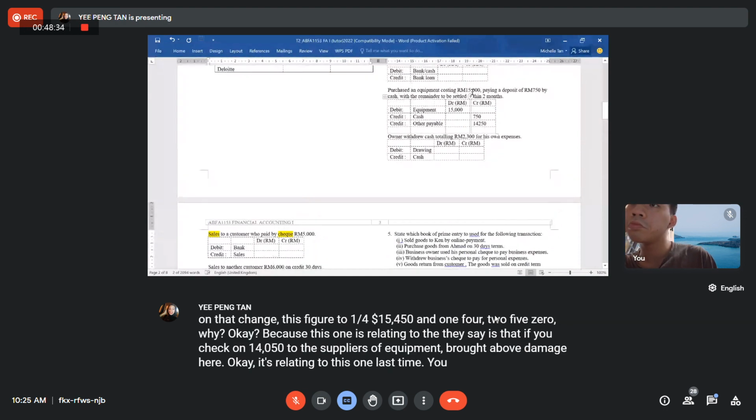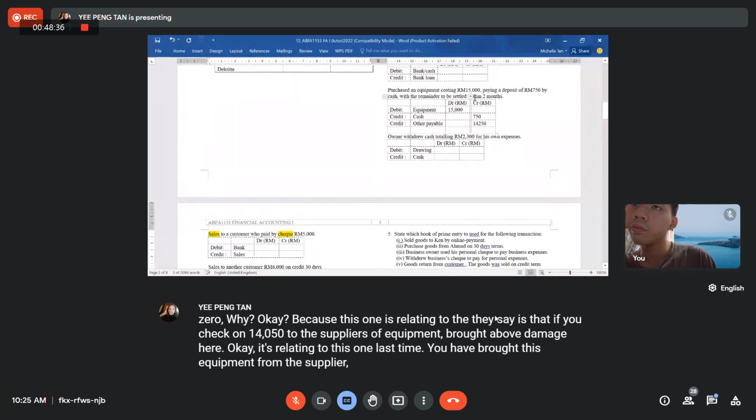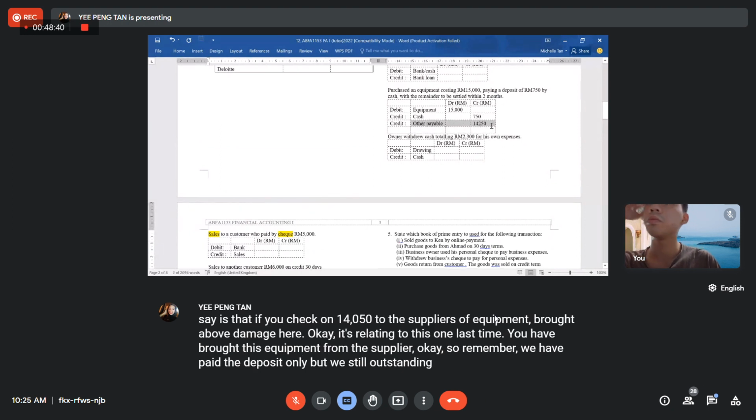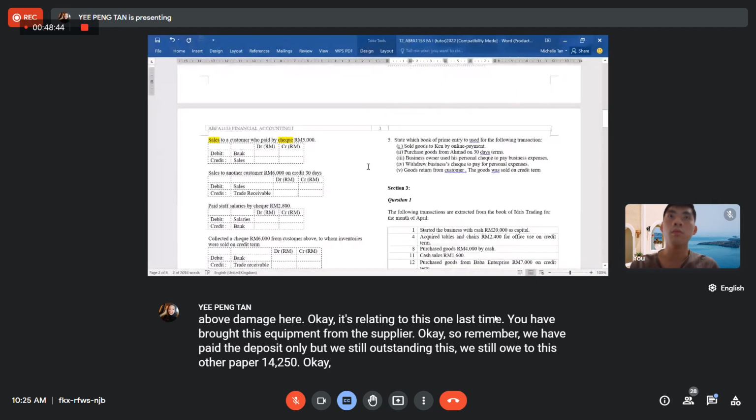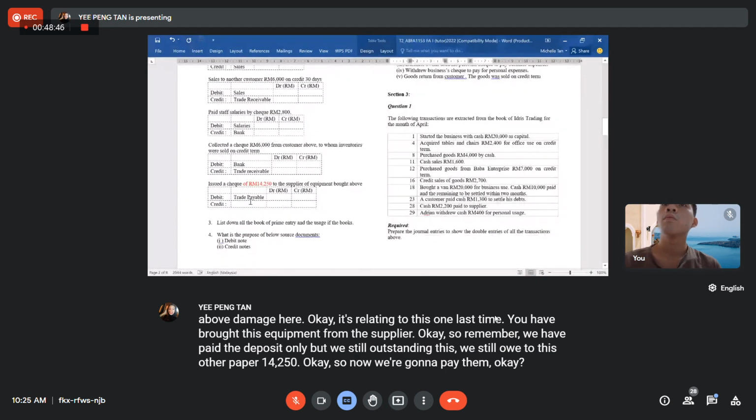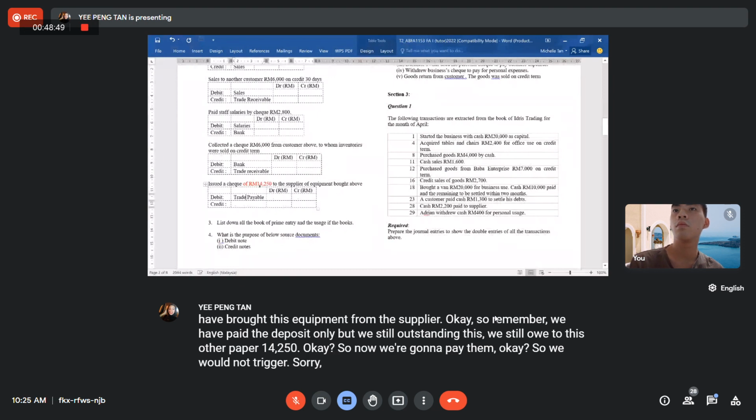Last time we bought this equipment from the supplier. Remember we paid the deposit only, but we still owe this other payable 14,250. So now we're going to pay them. Sorry, I put other payable. Now I'm going to pay them.